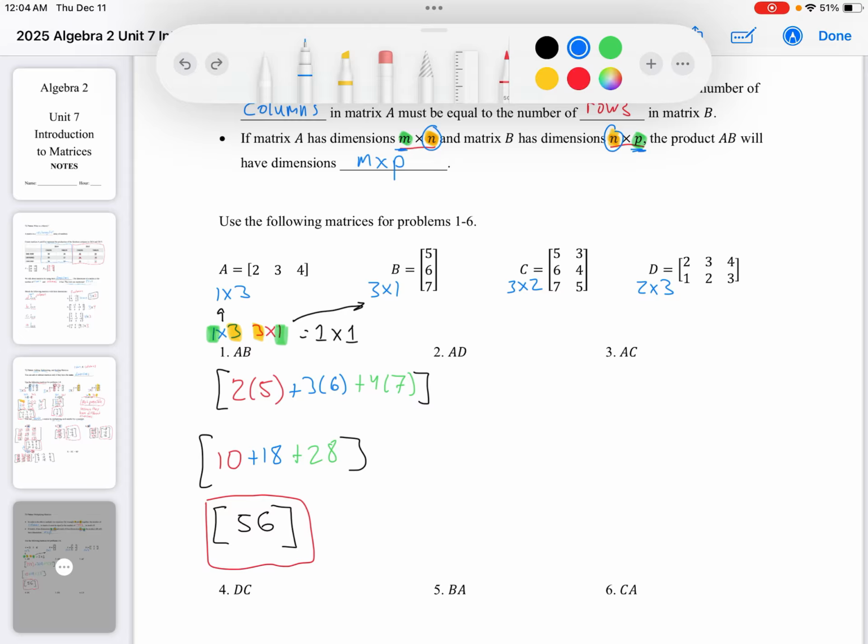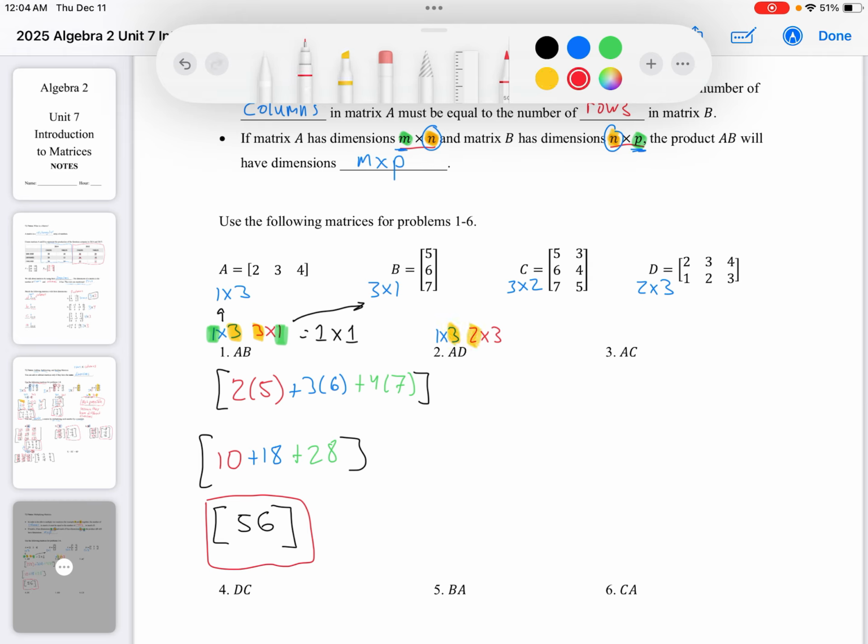We have matrix A, which we just worked with. That is a 1 by 3 matrix. And matrix D is a 2 by 3 matrix. That's this one over here. Okay, so we're looking at the middle numbers to determine if we can multiply. When these are different numbers.